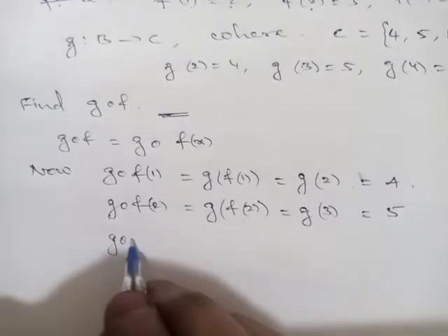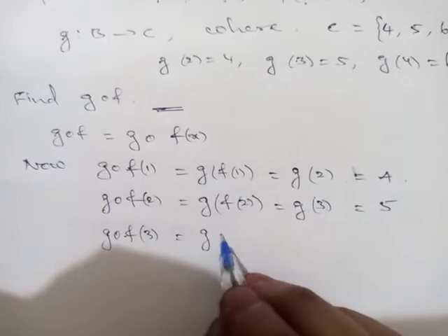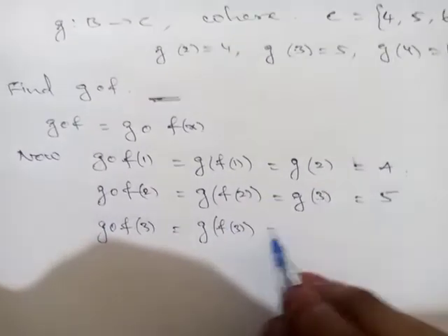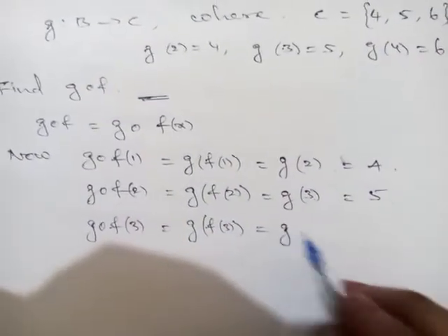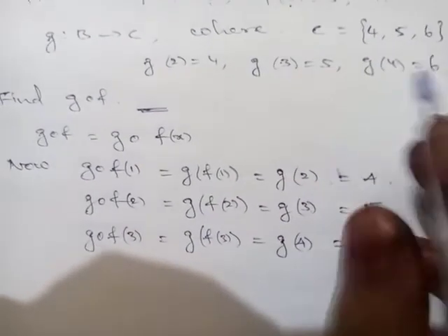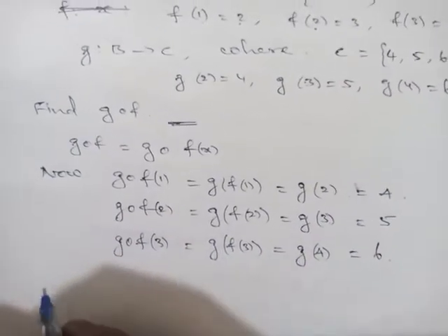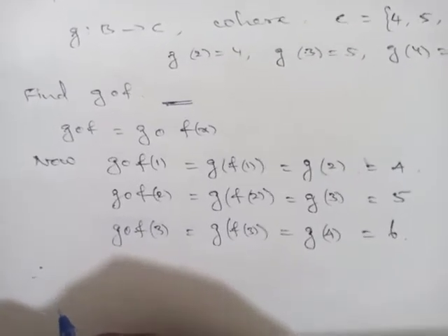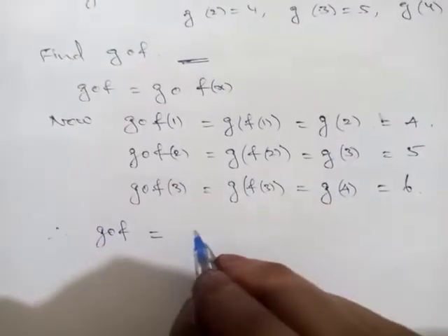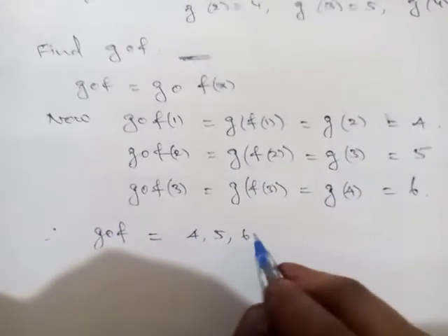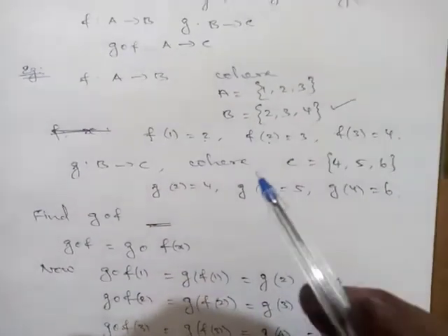The next one, g over f of 3, is g of f of 3. The value of f of 3 is 4, so g of 4, and g of 4 is 6. So that's all, only 3 values. Therefore we can say that the function g over f contains the 3 elements 4, 5 and 6. If it is a 1 mark question, we can say it easily like this.